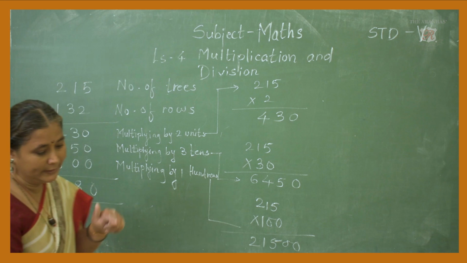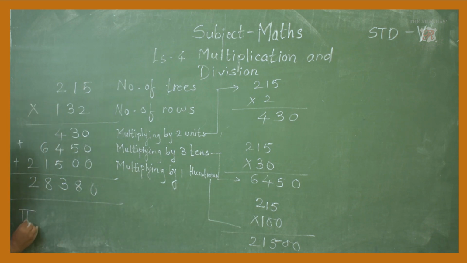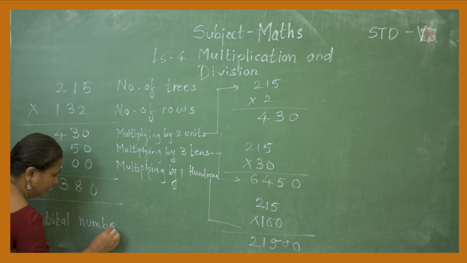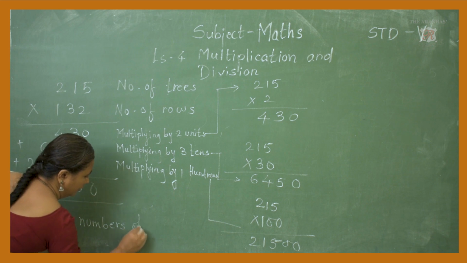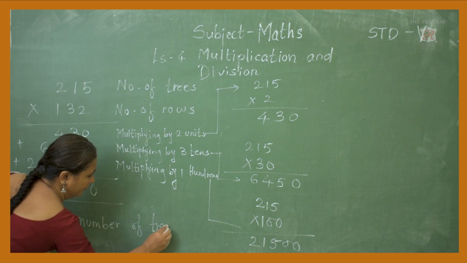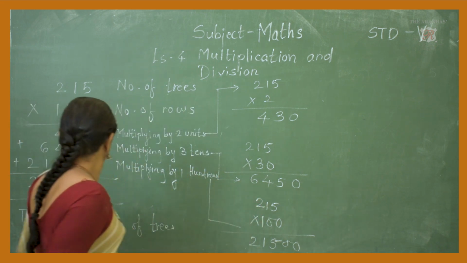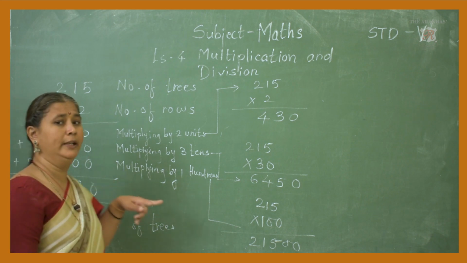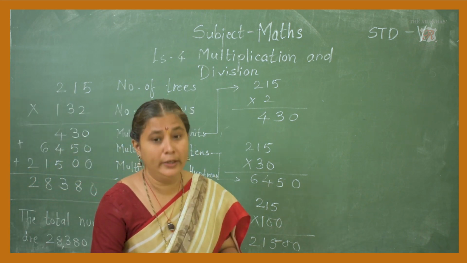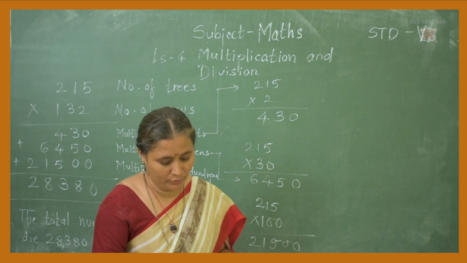Understood? So, here we have to write the total number of trees. Total number of trees are 28,380. Or you can write the 28,380 plants are planted all together. In that way you can write.